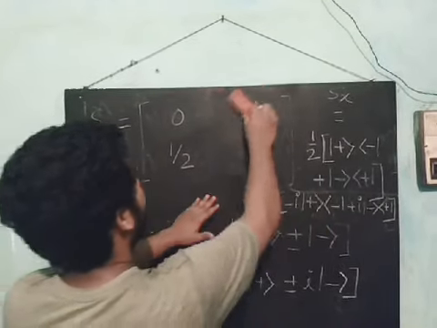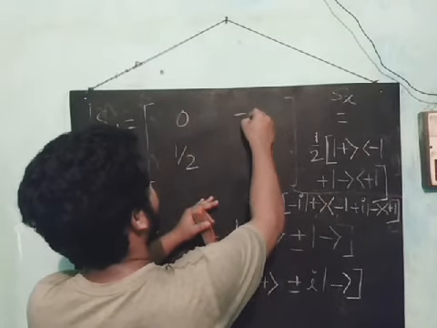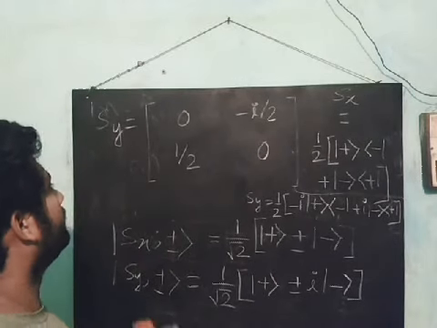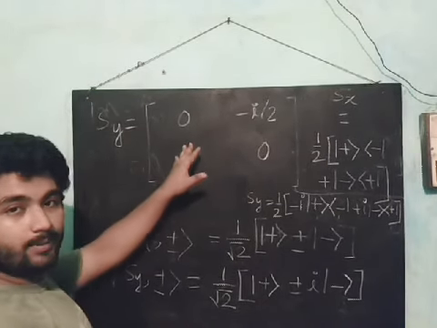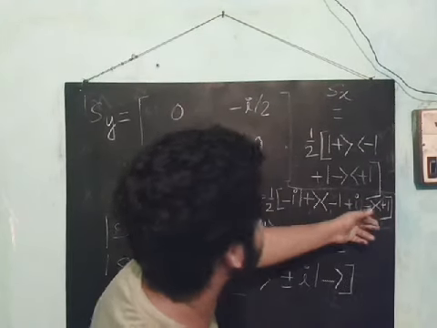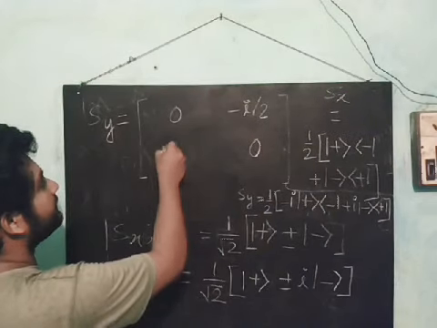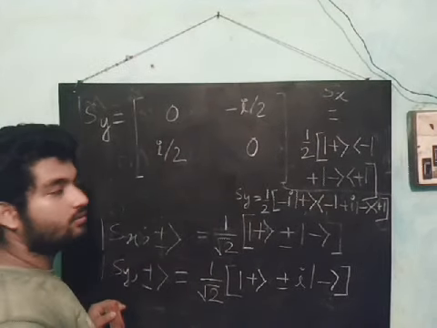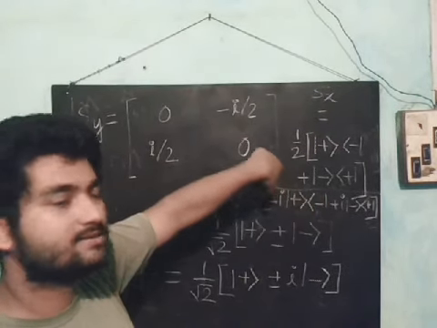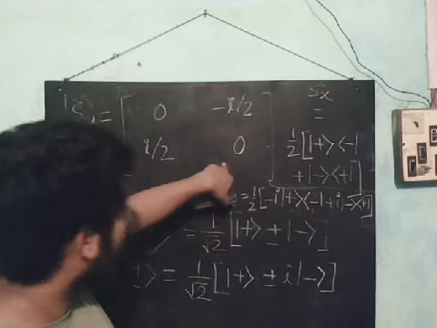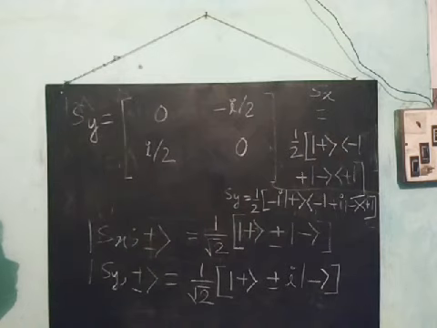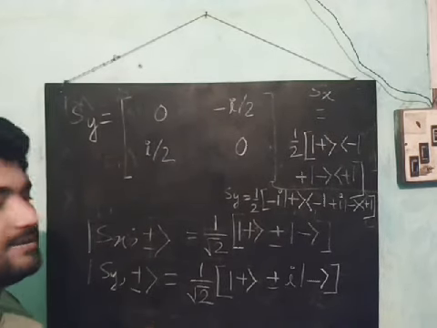So here will be minus i by 2, and here it is negative Sy, positive. Yes, this thing. So this is i by 2, and here it was negative Sy, negative, no term for this case. So it will be 0. So I got the matrix for Sy. Okay, what will be the matrix for this thing and this thing?